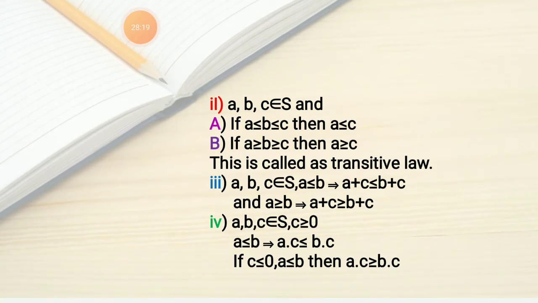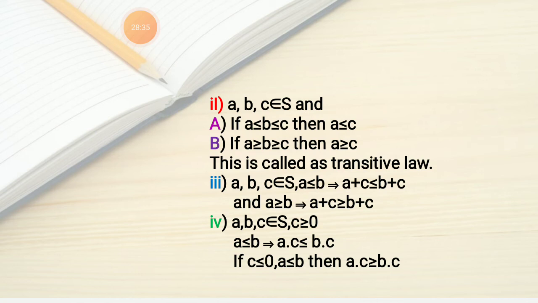The second one: if a, b, c belong to S and a is less than or equal to b, b is less than or equal to c, then a is less than or equal to c; and if a is greater or equal to b, b is greater or equal to c, then a is greater or equal to c. This is called the transitive law. We learned the transitive law in relations also.